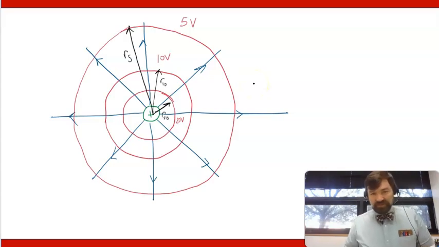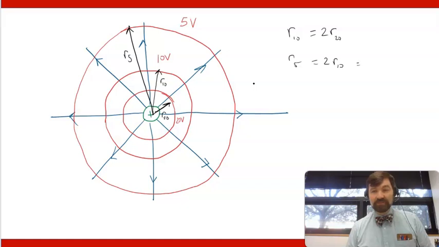So I've drawn here a set of equipotential curves for this point charge, basically a 20 volt, a 10 volt, and a 5 volt curve. The radii of these curves are such that the radius to 10 is twice the radius to 20, and the radius to 5 is twice the radius to 10, which incidentally means 4 times the radius to 20. So essentially you've got these concentric circles, all centered on your positive charge, but they get larger as your equipotential value gets smaller.